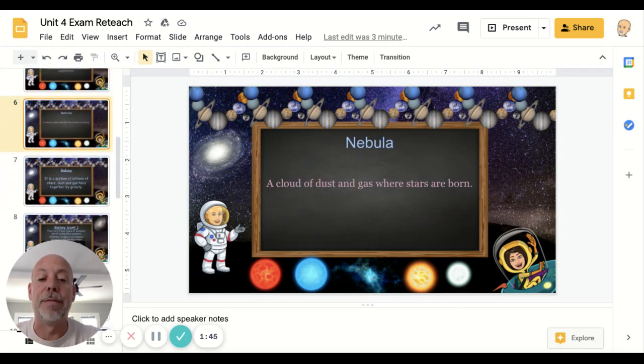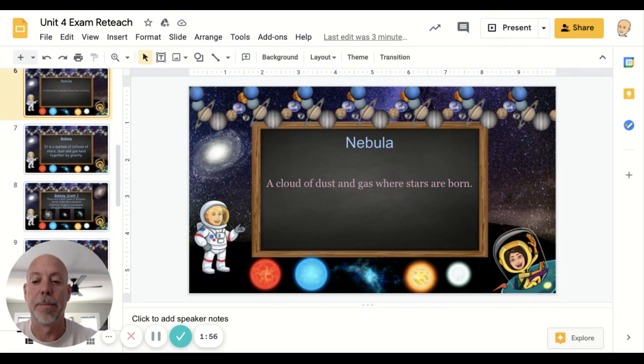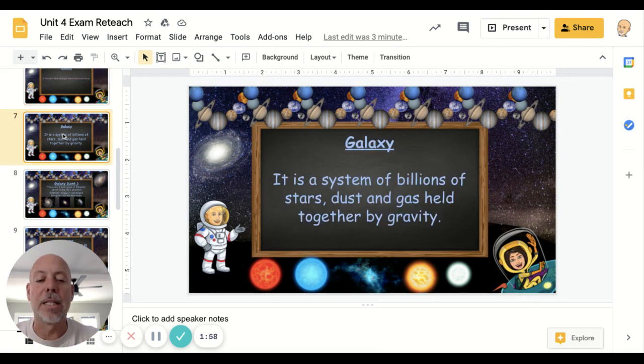A nebula is a cloud of dust and gas where stars are born. If stars are made of hydrogen and helium, you can imagine the gases inside a nebula are also predominantly hydrogen and helium. A galaxy is a system of billions of stars, dust, and gas held together by gravity. In our case, we know that we also have planets inside our galaxy. We're not sure about other galaxies, but as far as ours, the Milky Way galaxy, we know that it contains planets as well as a moon.